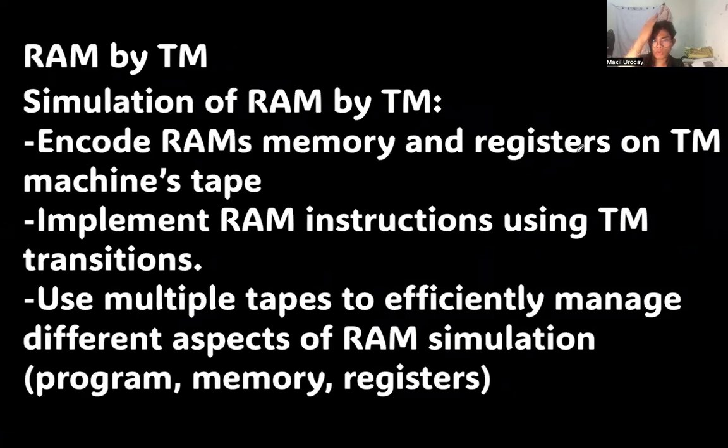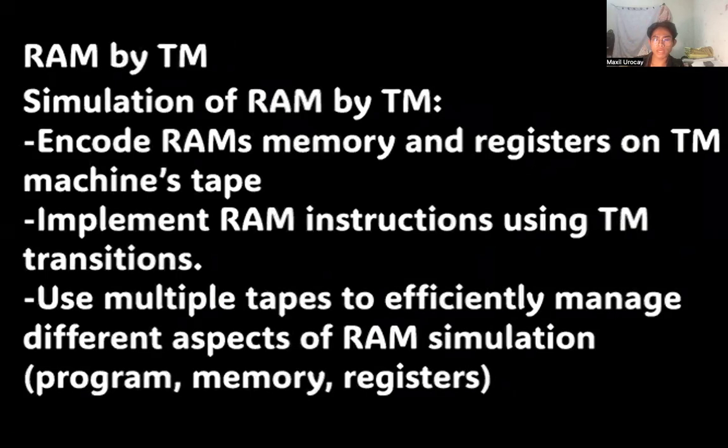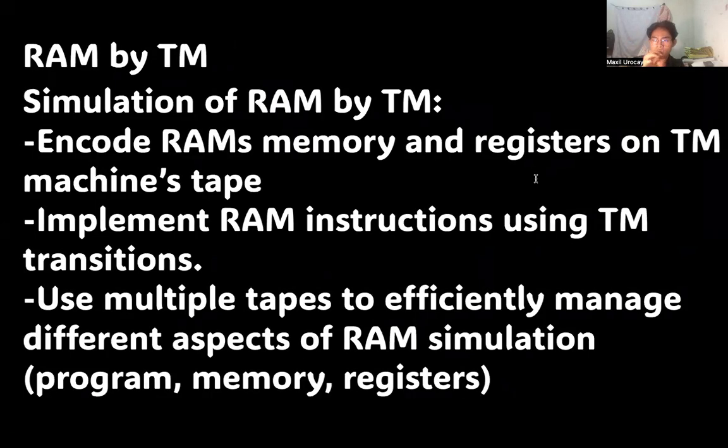So by the way, for the simulation of RAM by a Turing machine, we first encode the RAM memory and registers on the Turing machine's tape. That means we represent the RAM's memory and registers on the tape. Each cell on the tape can correspond to a memory location or a register value, and we use the tape to store the data and the instructions as needed.